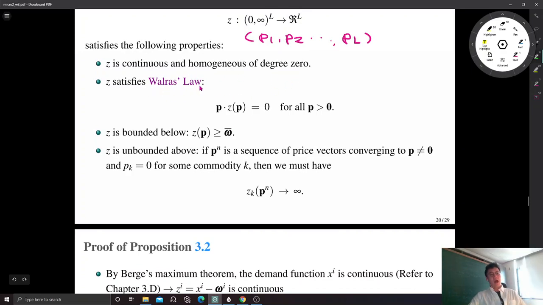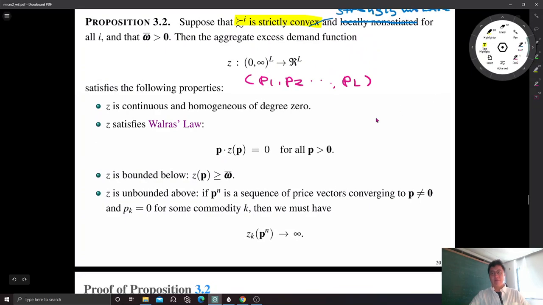Now the second property: the excess demand function satisfies Walras' law, meaning that for any price vector, I want to highlight that this law holds for every price vector p. For all strictly positive price vectors p, we have this: the dot product between the price vector and the excess demand function should be equal to 0.